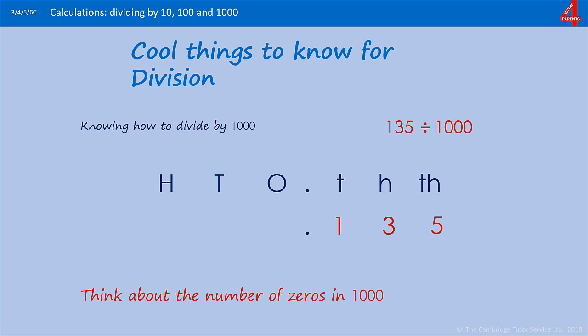Because the only digits we have are after the decimal point, we need to put a 0 in the ones to show that there's no whole number. 135 divided by 1,000 is 0.135.